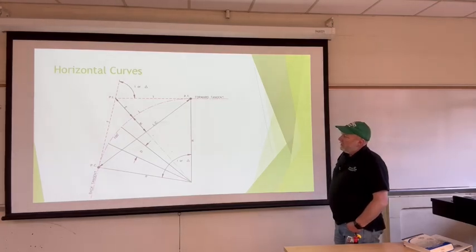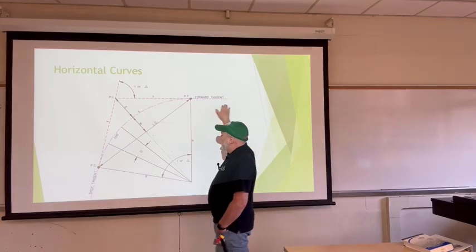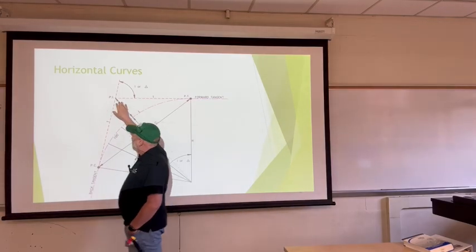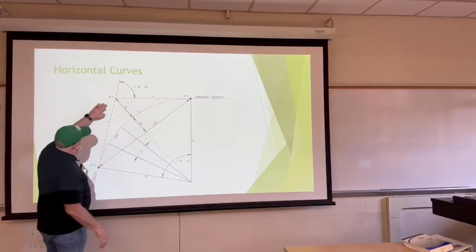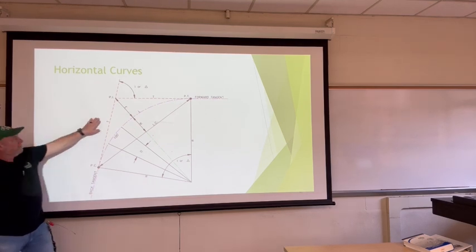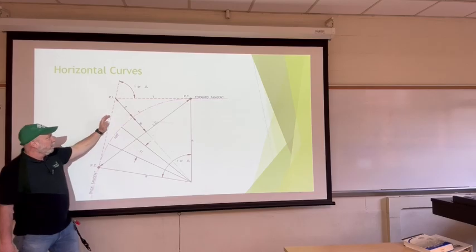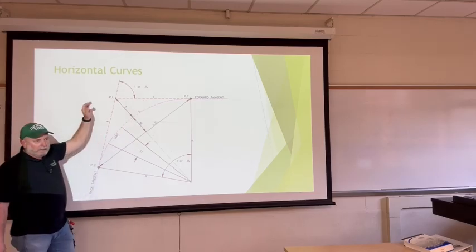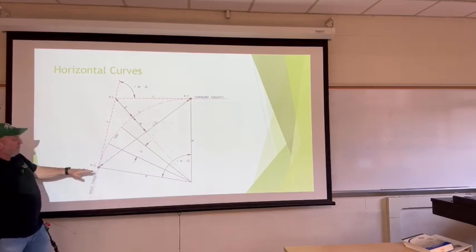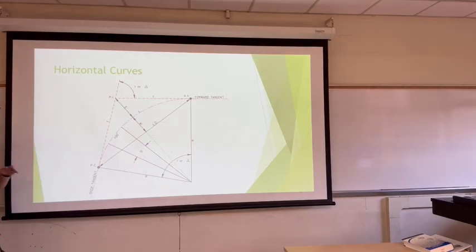We have the tangent length, which, if you project your forward tangent and back tangent to the intersect, would be the distance from this point of intersection down to the beginning or the end. Tangents are also equal in length. You should not see a tangent of one length here and a different tangent length here. Same thing with your radius. Your radius should be the same on both sides. If things start getting different, you're not dealing with simple curves.